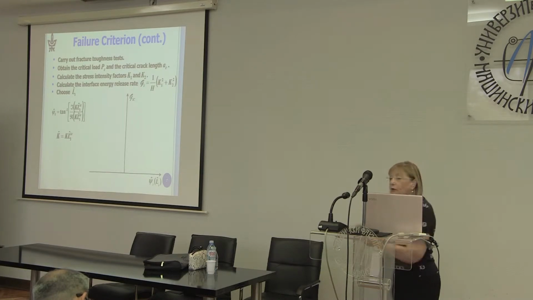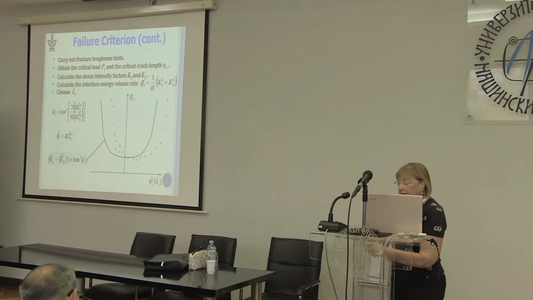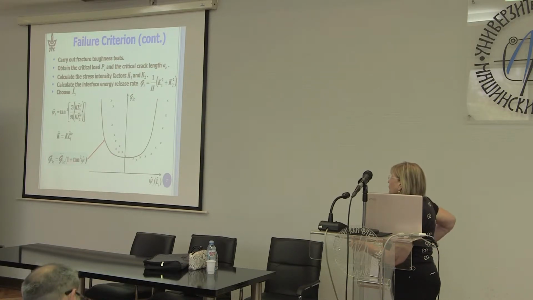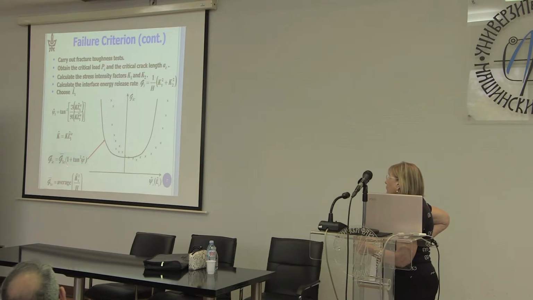So we carry out 30 tests at different mode mixities. And we calculate GI, and for a specific L hat, we calculate psi hat. And we get a bunch of points in this plane. And if we take our expression, and maybe I haven't said exactly how to get every term, psi hat is well determined since we chose L hat. And for G1C, we choose for each test K1 squared hat over H, we take the average, and we get an average G1C. So we say that when we have critical conditions, this is our G1C.